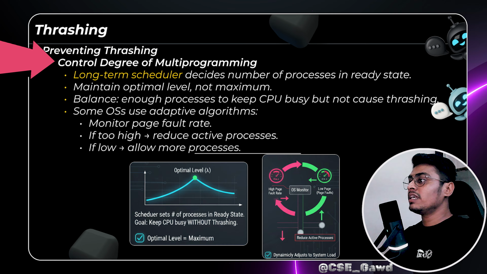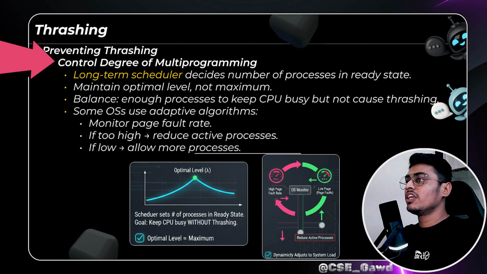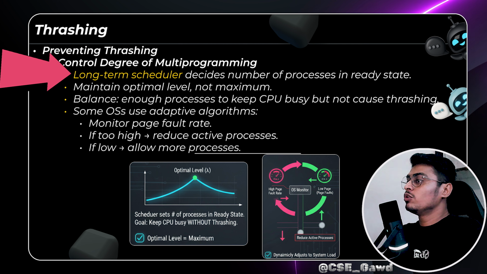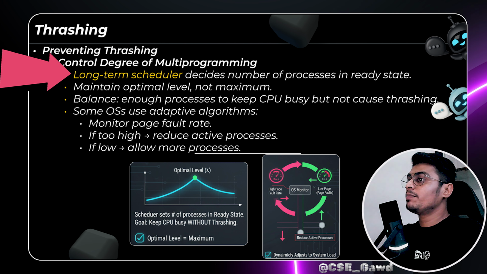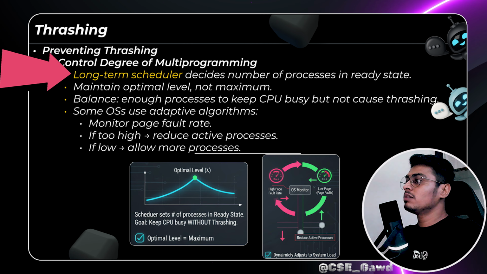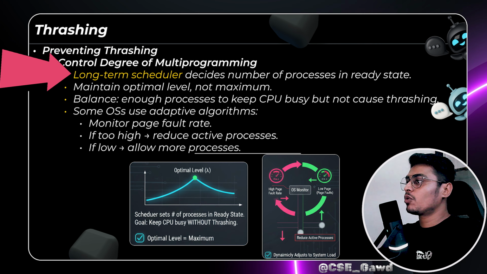Now, the second suitable option is to control the degree of multiprogramming. A more sophisticated approach involves using the long-term scheduler to intelligently control how many processes are brought into the ready state. The long-term scheduler is one of three types of schedulers in an operating system: long-term, short-term, and medium-term. Its responsibility is to control the degree of multiprogramming by deciding which process from the job queue should be brought into the ready queue in main memory.